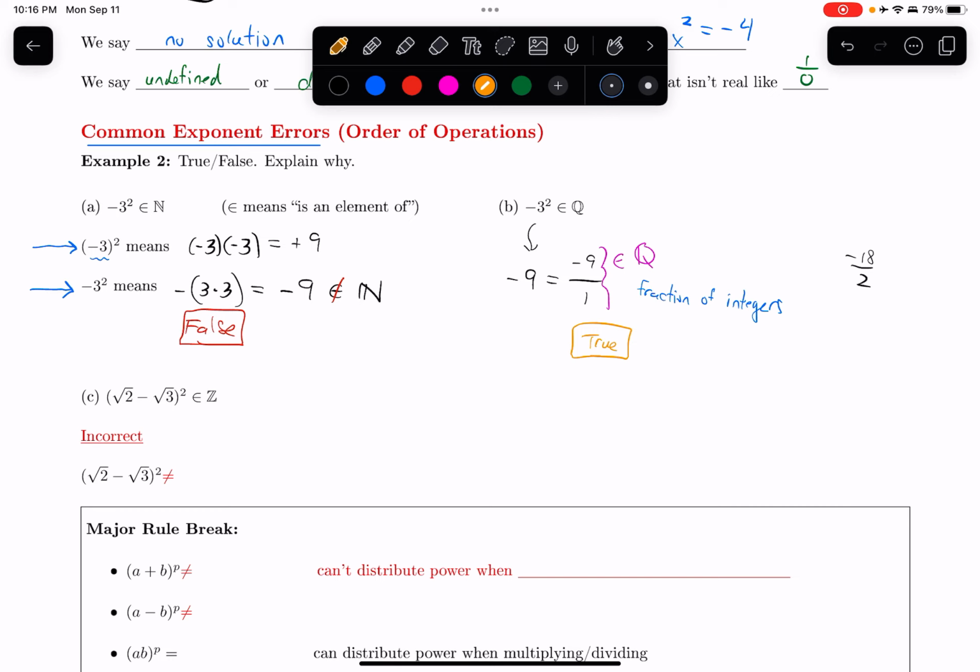So in C, I have square root of 2 minus square root of 3 in parentheses, and then that whole thing is being squared. And it's asking, is that an element of Z? Remember, Z is the symbol for integers.